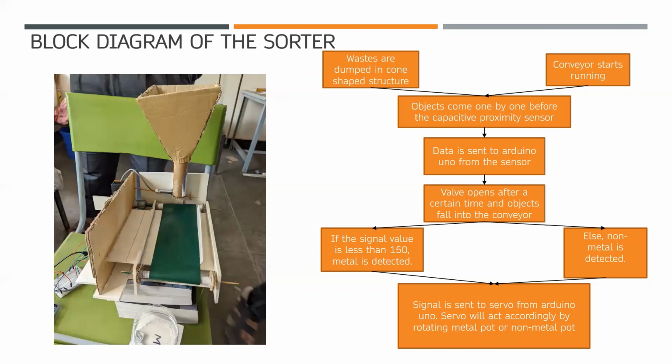At the same time, the signal which is sent to the Arduino processor will take a decision based on a value. If this value is less than 150, it senses a metal, otherwise it is a non-metal waste. Based on this value, the Arduino processor sends another signal to the servo motor attached to the rotating bin structure that aligns the specific bin under the belt to collect the waste.